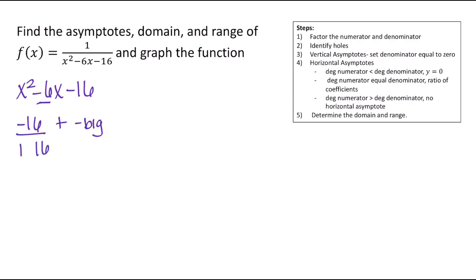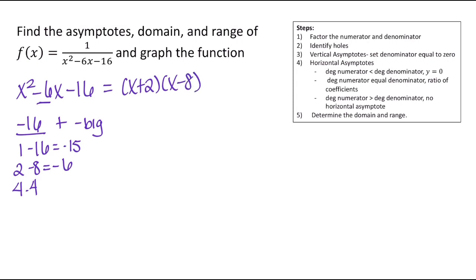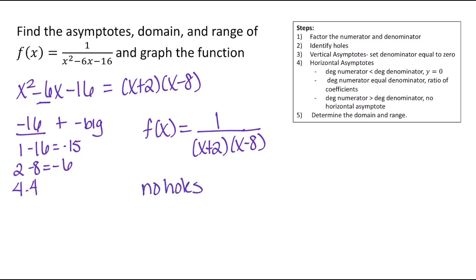So we have 1 and 16, 2 and 8, and we have 4 and 4. 1 and negative 16 is negative 15, and 2 and negative 8 is negative 6. So that is going to be the correct set of factors. We have (x plus 2) times (x minus 8). So let's go ahead and write the factored form of this expression. We have 1 over (x plus 2) times (x minus 8). Notice there are no common factors, so we have no holes in the graph of this function.